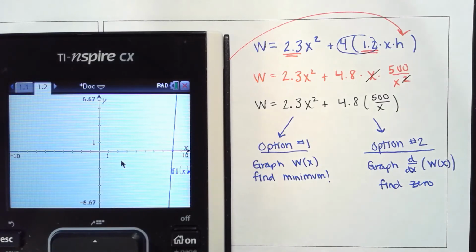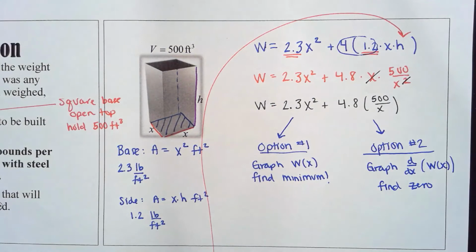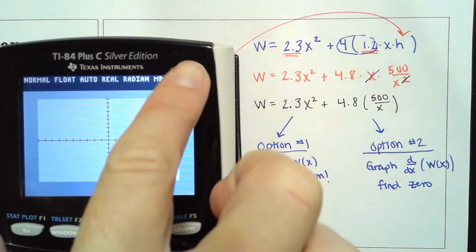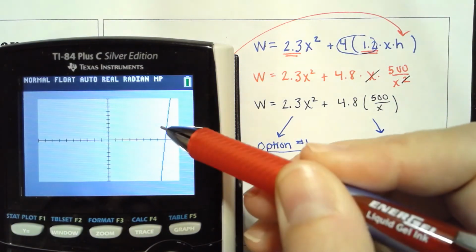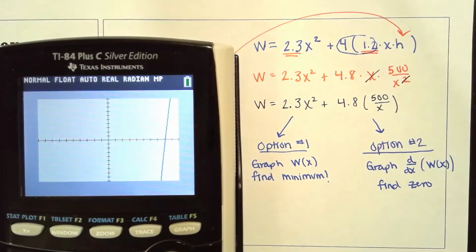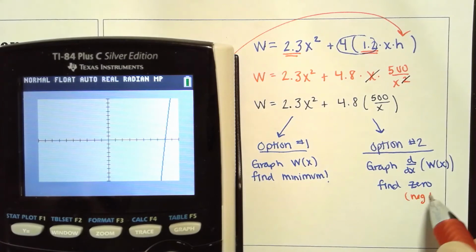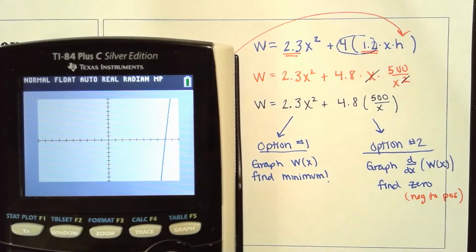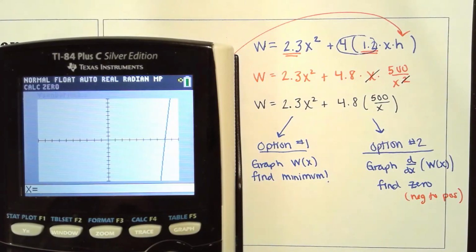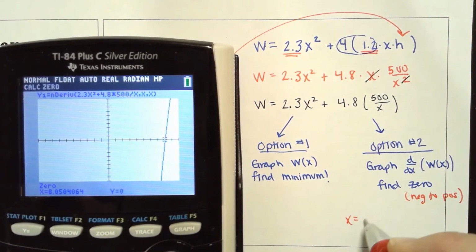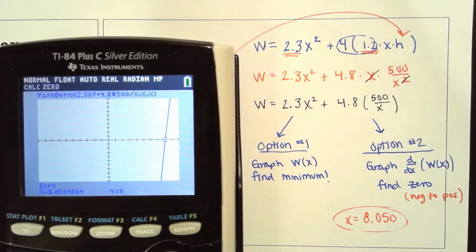So either way, I'm going to go back to the 84, doesn't matter. We have our derivative, and we're trying to find the 0. And what I love about this 0 is that it's going from a negative to a positive. So that's a very good indicator that we have a minimum. So find the 0 that goes from negative to positive because we're looking for a minimum. So second trace, I'm going to go down to number 2. It is somewhere between 0 and 10, so I'm just going to type those numbers in. And I get x equals 8.050. That's my critical point, which also is the minimum.